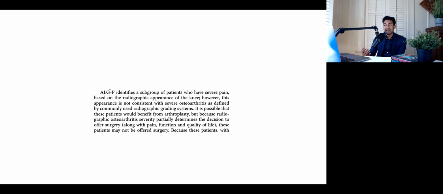And ALGP identifies a subgroup of patients who have severe knee pain based on radiographic appearance of the knee. However, this appearance is not consistent with severe osteoarthritis as defined by the traditional systems. So it's possible that these people would benefit from arthroplasty, but because the radiographic severity is not that bad, they are preferentially given physical therapy, opioids, those sorts of things. And that might not be good for them.